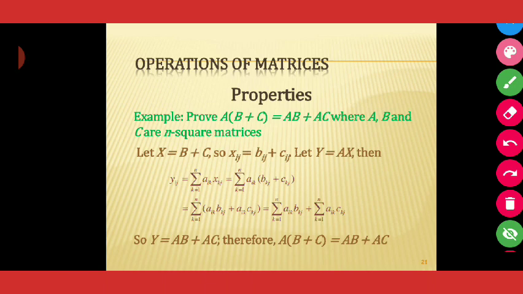Operations of matrices. First, properties. Here we take an example to show the distribution of matrix A over the sum of B and C. Okay, now start. Let X = B + C. We consider B + C equal to X.